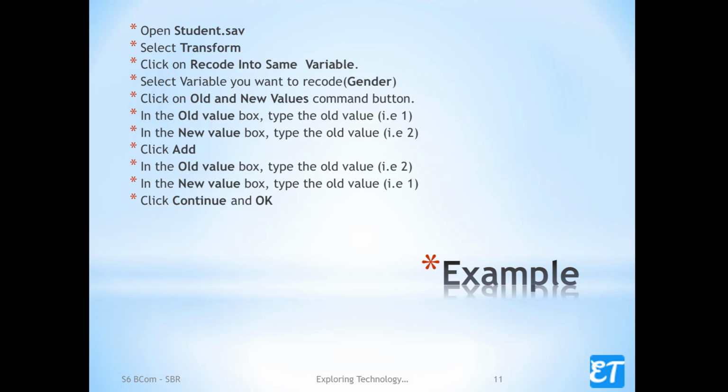So here is an example. Again, we are depending upon the same dataset, student. Here we are performing the transformation. So we are going to click on the Transform menu and then click on Recode into Same Variables and then select the appropriate variable. Here we are discussing the gender, and then click Old and New Values. Then enter the old values already given and the new values which you are going to change. Then click Continue and OK. So let's see this example.